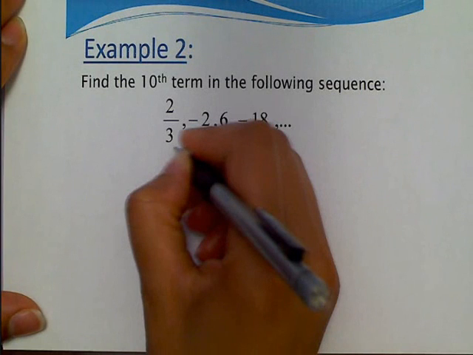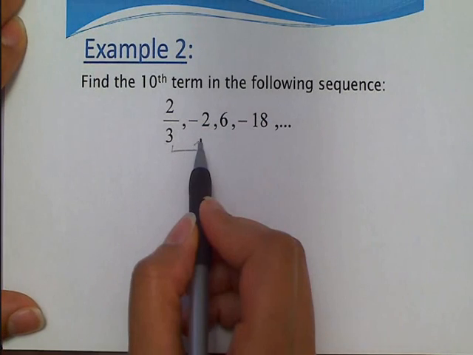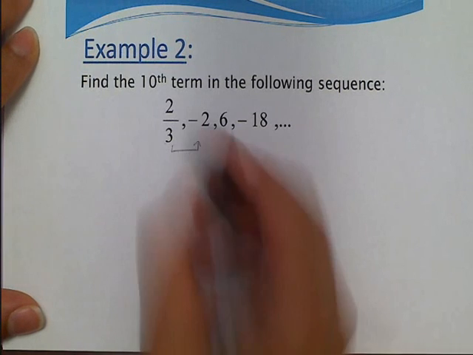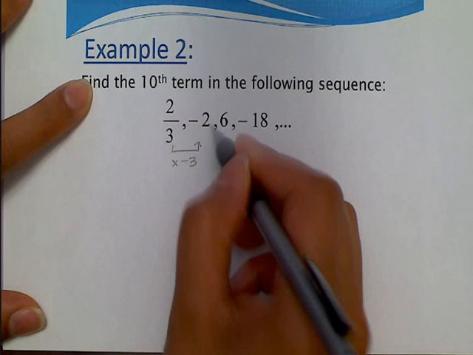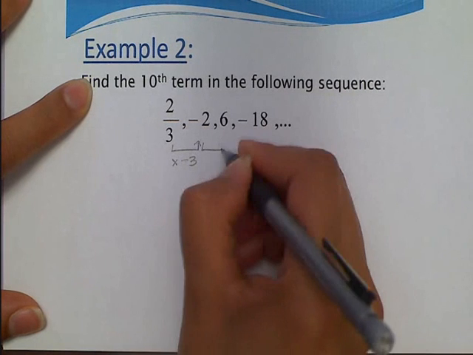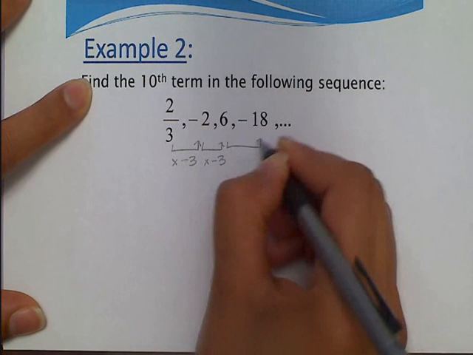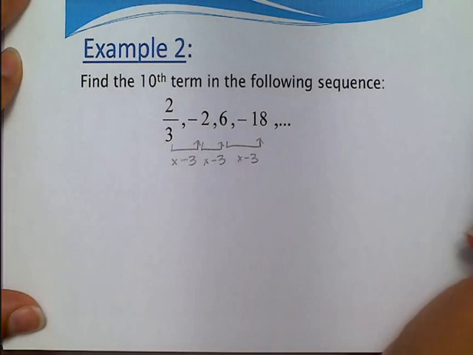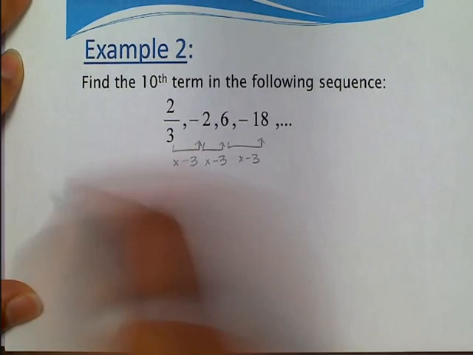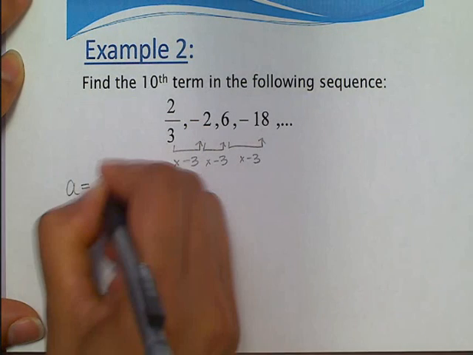Let's check if it's a geometric sequence, which means I'd need to find a common ratio. So I need to figure out what I can multiply the first value by to get to the second value. And I know I can multiply this by negative 3. So 2/3 times negative 3 will give me negative 2. Let's see if it's the same here. If I multiply by negative 3, yep. And if I multiply by negative 3 as well. Okay, so what that tells me is that I have a geometric sequence and that the common ratio is negative 3.